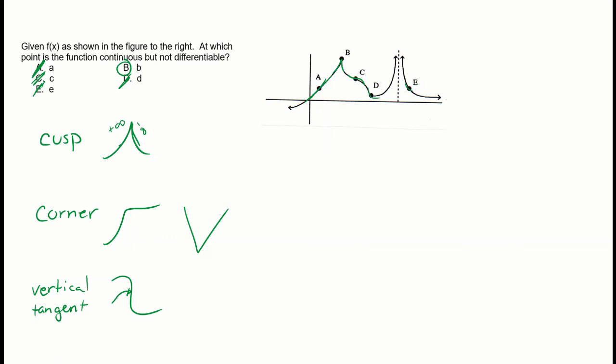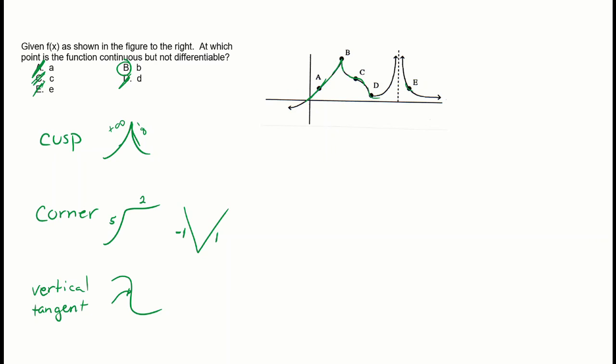A corner is the same idea, except it uses finite numbers. So it's where the slope on the left is approaching something, and then the slope on the right is approaching something totally different. Maybe slope is 5, and then it abruptly changes to 2. Or in the absolute value, it's -1, and on the right side, it's 1. So the slope on the left and the right do not equal each other, but it's two finite numbers.